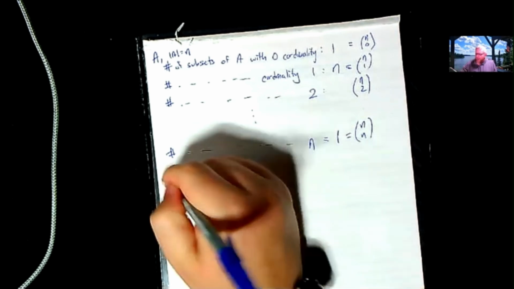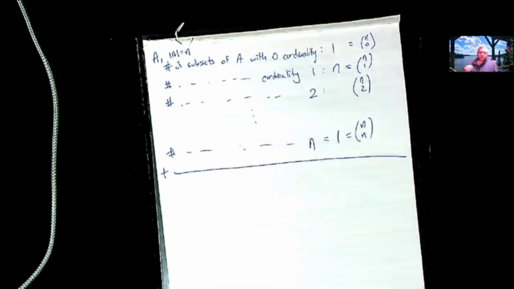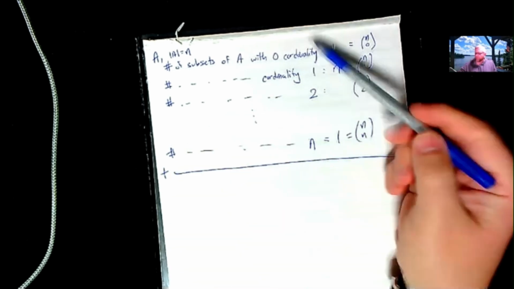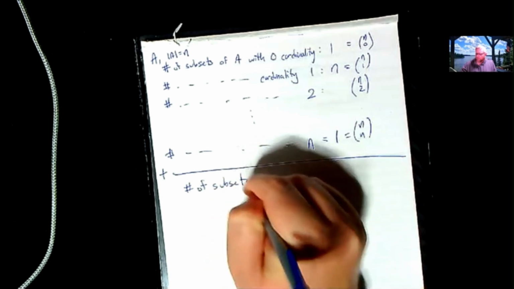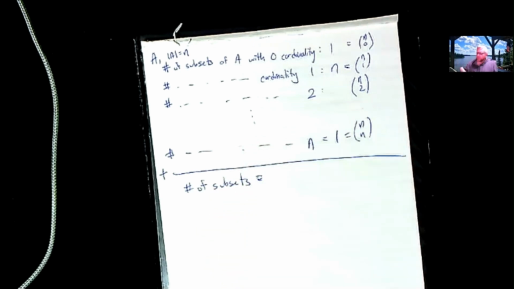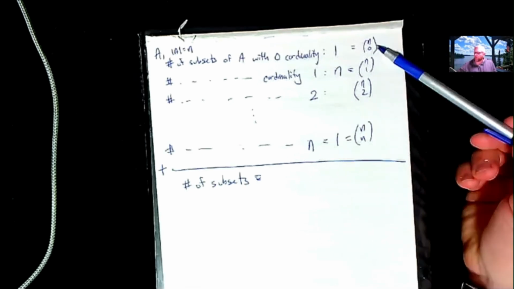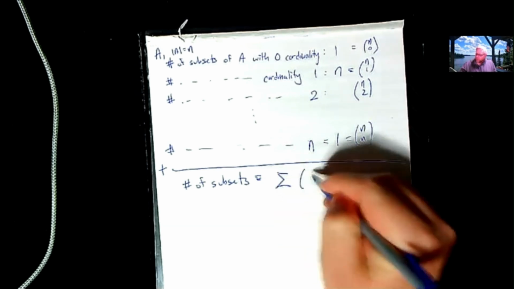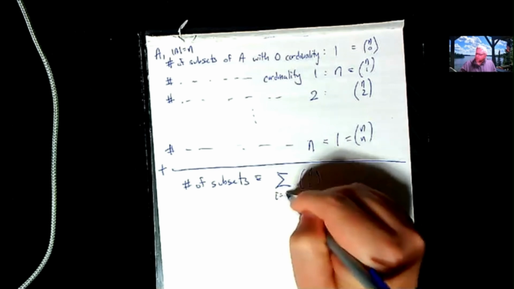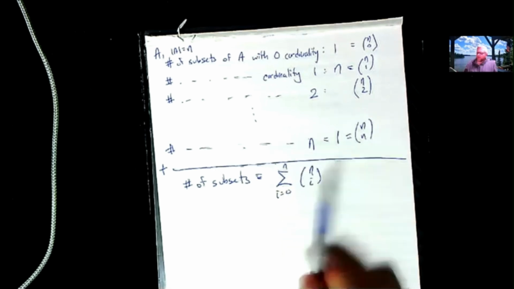All right, well, if I add up everything on this list, what do I get? Number of subsets of cardinality 0, number of subsets of cardinality 1, number of subsets of cardinality 2, all the way down, number of subsets of cardinality n. The rule of sum tells me that what I'm doing here is adding up all the subsets. The left-hand side is just the number of subsets. The right-hand side, what have I got? n choose 0 plus n choose 1 plus n choose 2 all the way up to n choose n. So I've got a sum, n choose i as i goes from 0 to n. Now, anybody see a way we can simplify that?